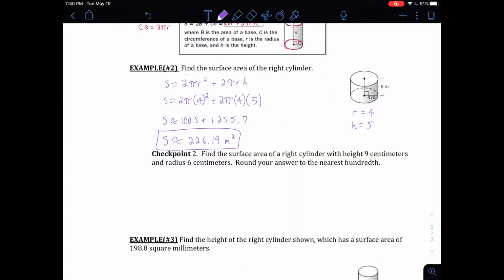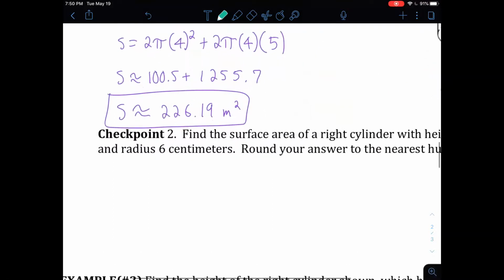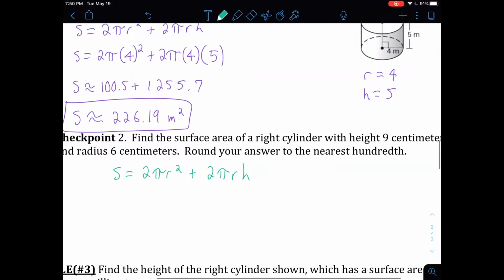All right, welcome back. Let's do this one. So again, we're using surface area. Surface area equals 2 pi r squared plus 2 pi r h. This time we know the height equals 9 and the radius equals 6. So surface area equals 2 pi times 6 squared plus 2 pi times 6 times 9.